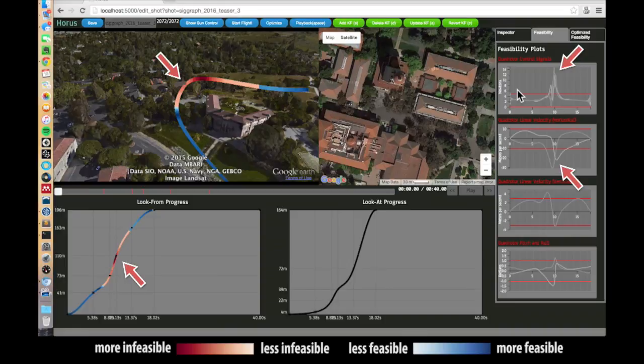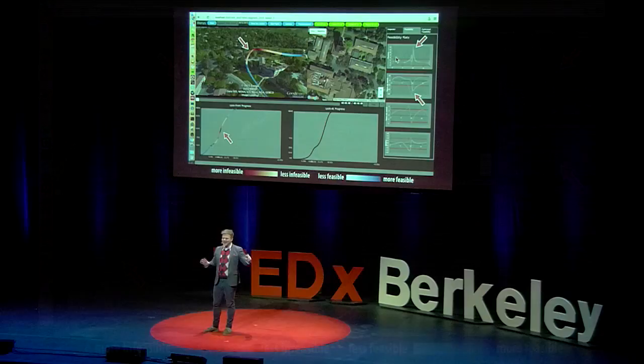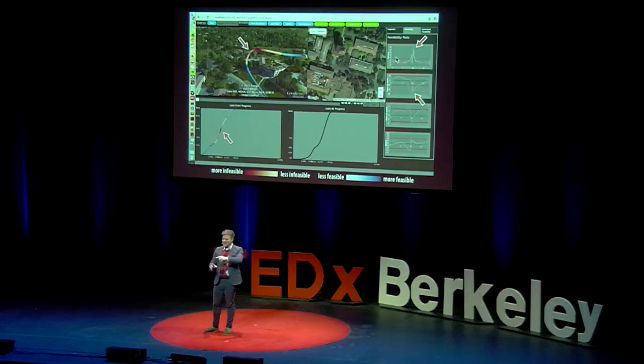If you tried to execute this shot on a real drone, its behavior would be unpredictable. It would have to cut corners to try to keep up with where it's supposed to be, and it could easily crash into this building or something else in the environment. In general, adhering to these physical limits is important for safety, so I really wanted our app to deal with these physical limits automatically.